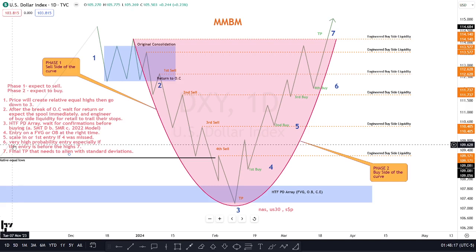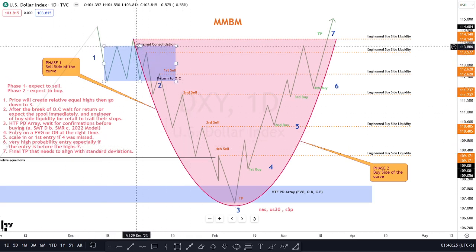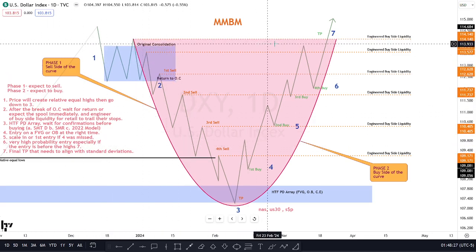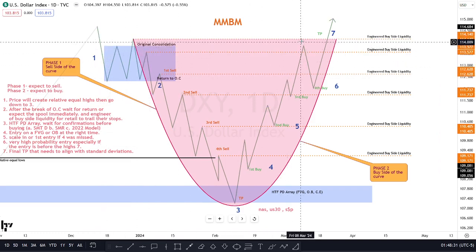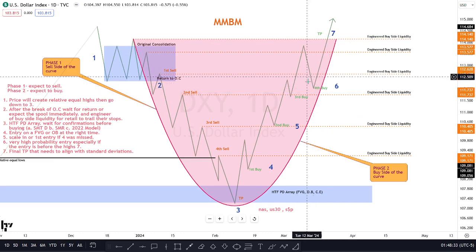Let's go to number 6: very high probability entry, especially if we miss these highs. We miss the TP. Remember, if we create relative equal highs relative to the original consolidation and the market comes down, please, this is a high probability entry going into this high.